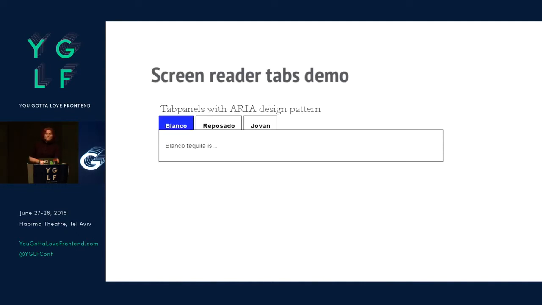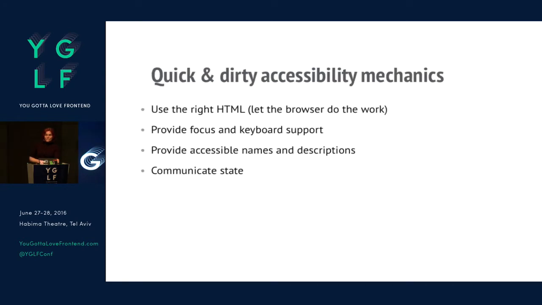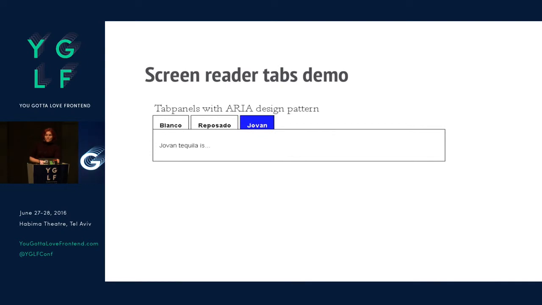Tab, blanco tab selected, use JAWS key plus Alt plus M to move to controlled element, 1 of 3. Reposado tab selected, use JAWS key plus Alt plus M to move to controlled element, 2 of 3. Joven tab selected, use JAWS key plus Alt plus M to move to controlled element, 3 of 3. Move to controlled element, tab panel. Joven tequila is ... Tab panel end.